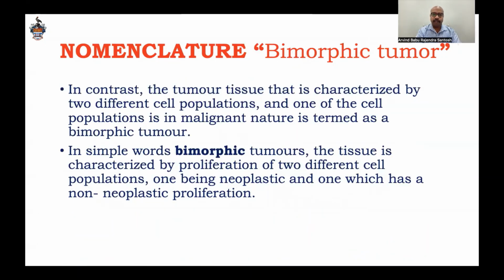In contrast, the tumors that are characterized by two different cell populations, where one cell population is malignant, are termed bimorphic. In simple words, bimorphic tumors have two different cell populations. One cell population is definitely malignant, the other one can be a benign or a non-neoplastic cell proliferation.